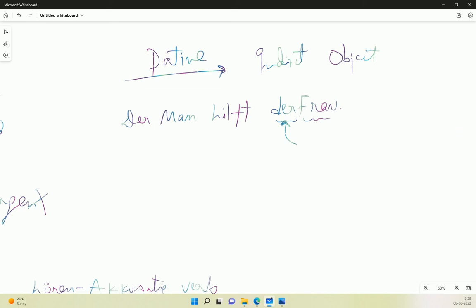Apart from that, as I told you previously also, if there is a human being involved in the sentence, other than in nominative, other than the subject, then most likely that human being will be in dative case. So here again, "der Frau" is in dative case.